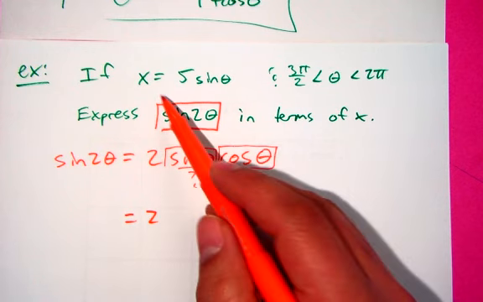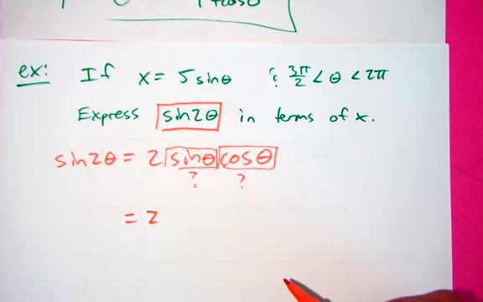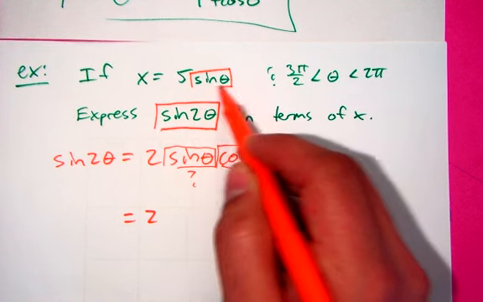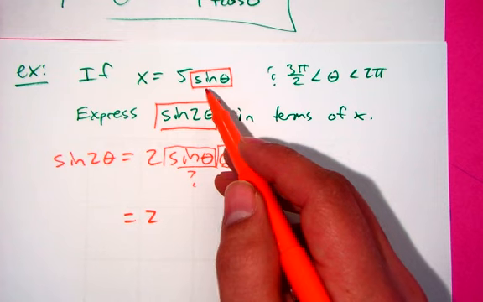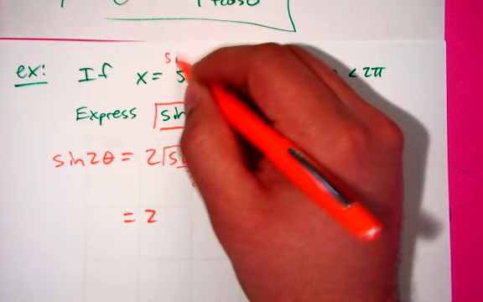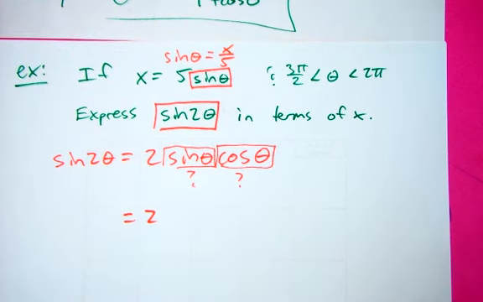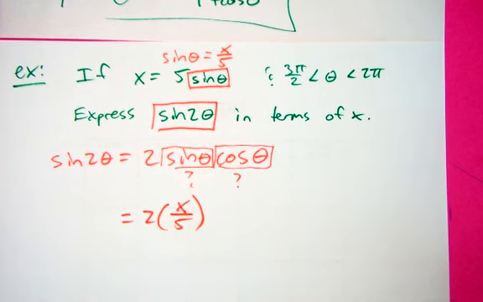We know that x is equal to 5 sine theta. Where are the x's? So couldn't I figure out sine theta from this equation? How do I get sine theta by itself? Divide by 5. So let me write this out. Sine theta is actually x over 5. You guys see where I'm getting that from? Okay.